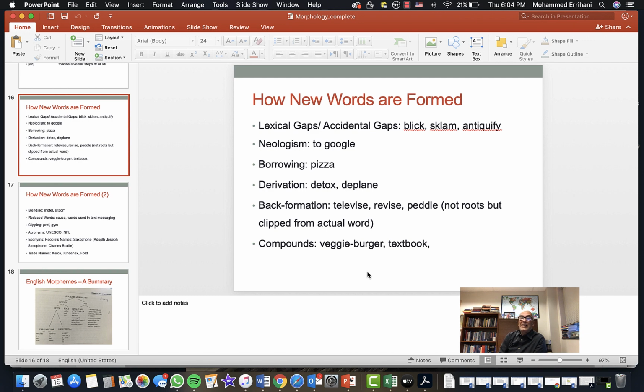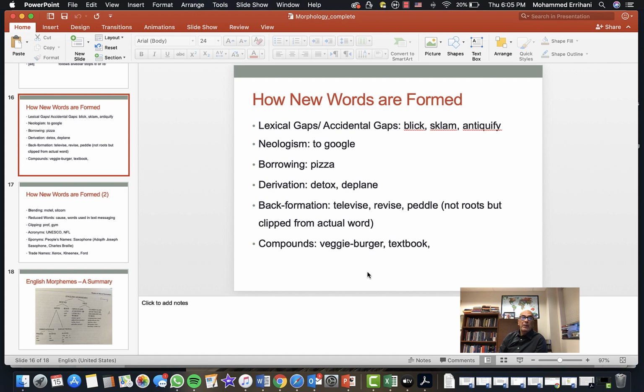But at least as we look at them now, blick doesn't exist because there is nothing that means blick, but who knows, it's possible that it could enter the English language. So these are what we call accidental gaps or lexical gaps.